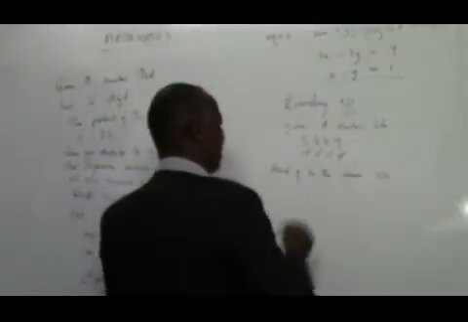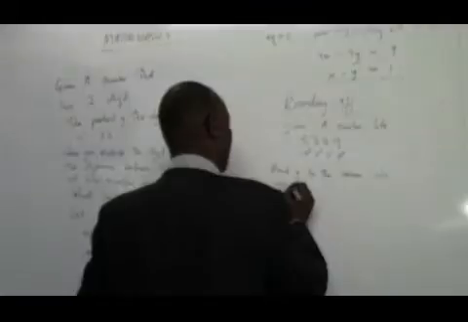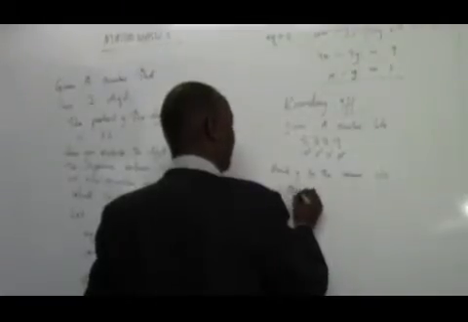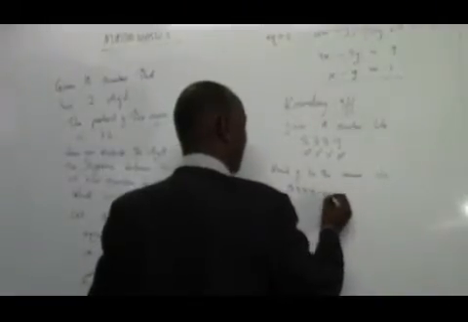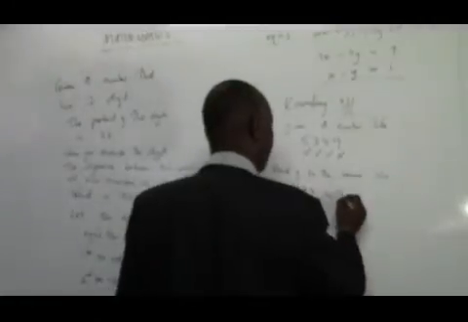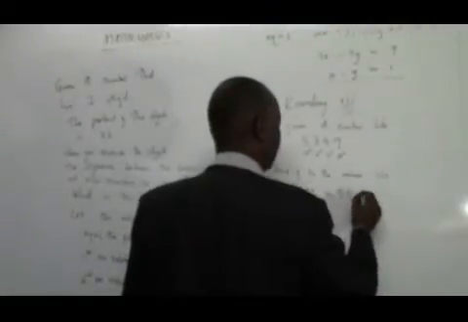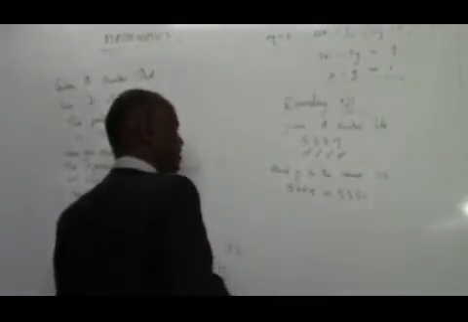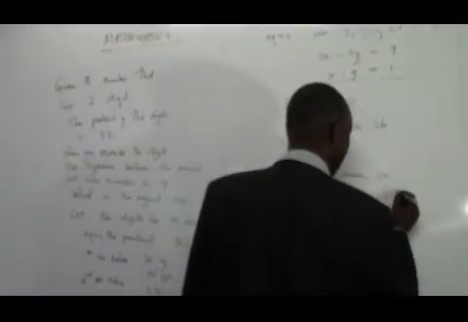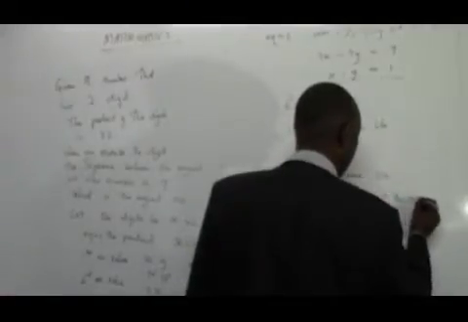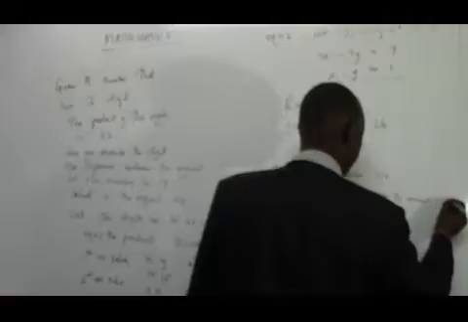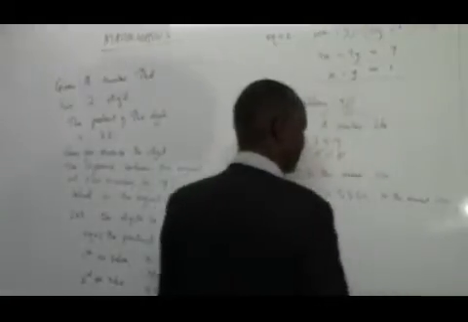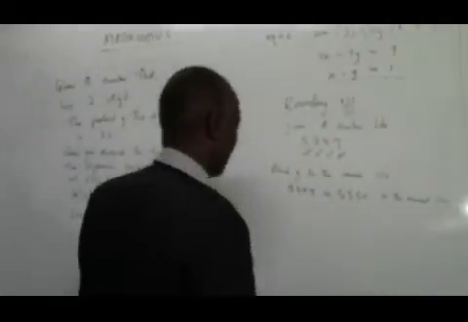So for example, if I round off this number to the nearest ten, 5349 becomes 5350. That is how it becomes.